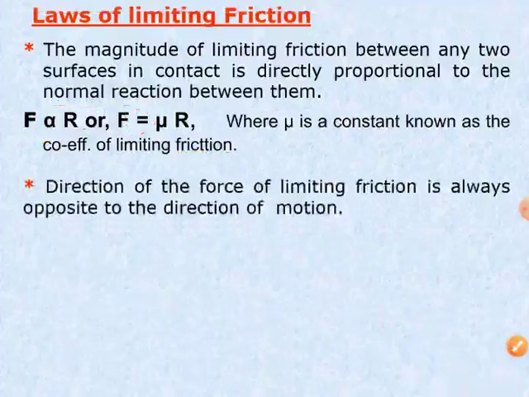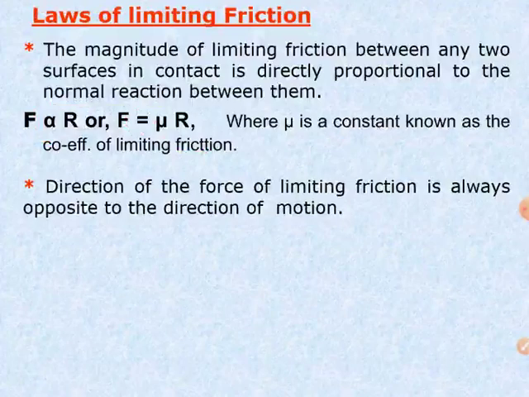Now the direction of the force of limiting friction will always be opposite to the direction of the motion. Always opposite to the direction of motion. Got it? Or it will be opposite to the direction in which the body tends to move. Got it? This is the nature of the direction of the friction. Whenever we say friction, it is the opposing force, so it will always be in the direction in which the body moves or tends to move.